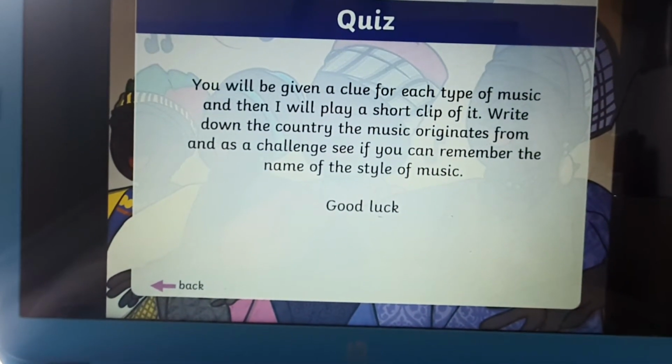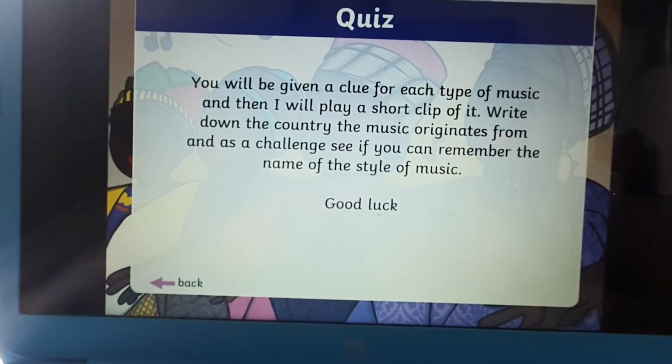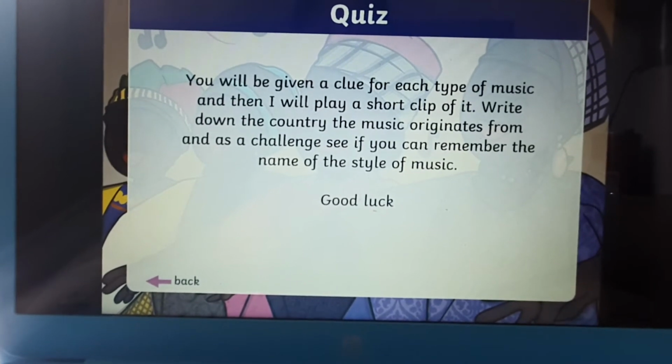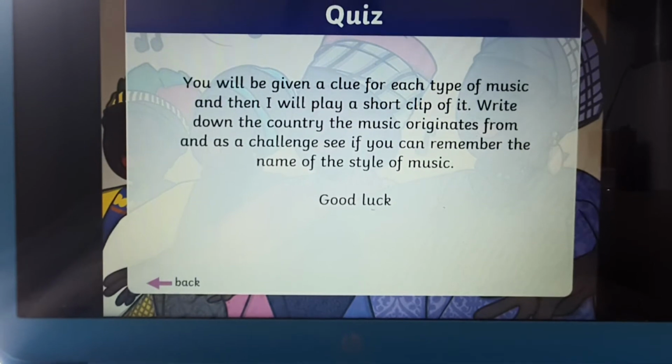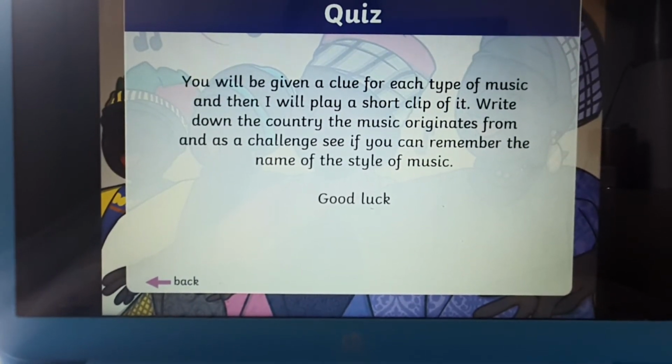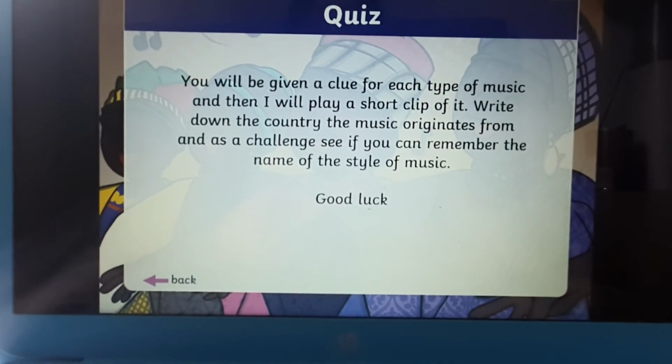So for the quiz you'll be given a clue for each type of music and then I'll play a short clip of it. Write down the country the music originates from and as a challenge see if you can remember the name of the style of music. Good luck.